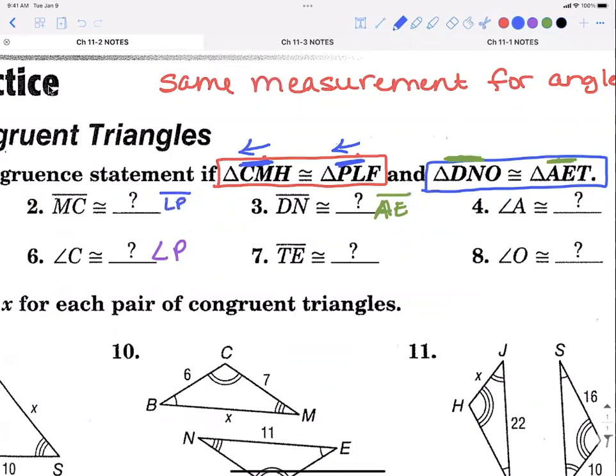All right, so if we look at number 7 here in our examples, it says line TE. Well, let's find line TE. It's right here. There's line TE. It's the middle and the second. So I'm going to also put a line over the middle and the second here. But it's T and then E, so it's the last and then the middle. So for my answer, it would be line O and then N, because we always want to list it in the order that it is congruent with the other one. Okay, makes sense?